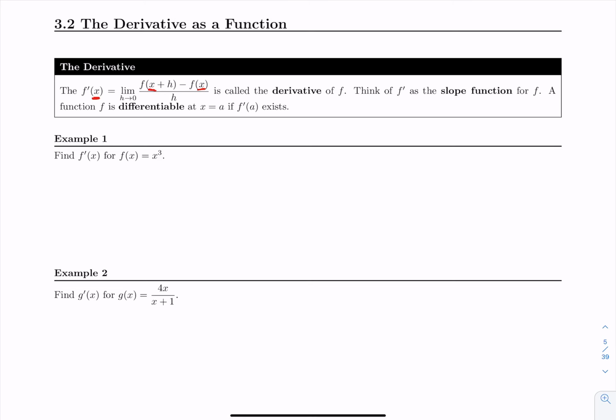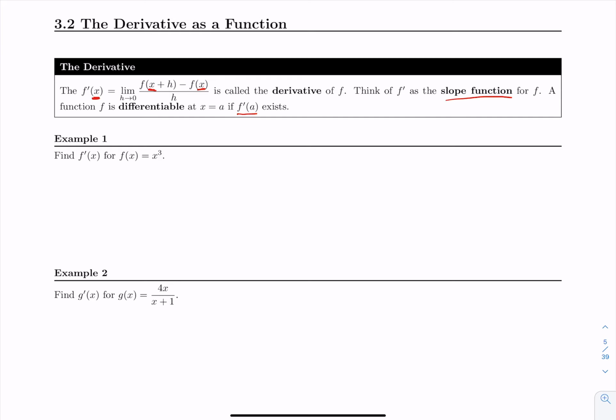Okay, and what this will do is it'll build us a function of x. So we can think of it as a slope function for your original function. If this limit exists, we say that the function's differentiable at a particular value, and then we can just evaluate our new function at these particular values. So we can find the slope at several points rather than having to redo the limit problem every time we want to find slope.